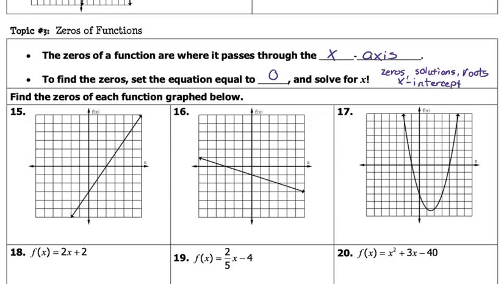So on number 15, all it wants to know is where does this function cross the x-axis? And it happens to be right here. And I'm only worried about x, so the zero or the solution here would be x is 2. Again, 16 crosses here. So x is 1, 2, 3. x equals -3. We're just trying to find the x value.